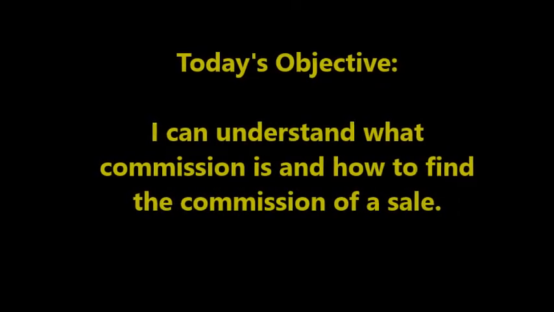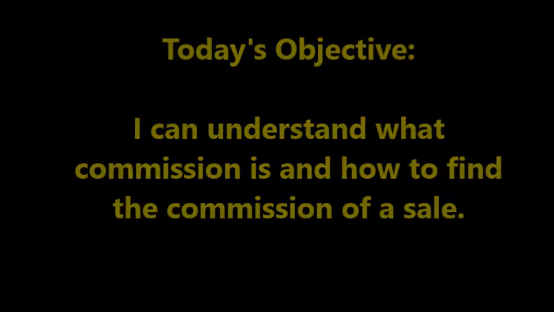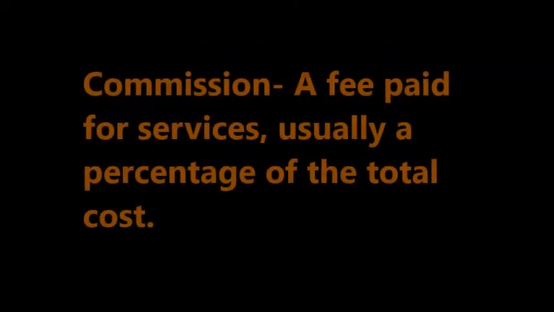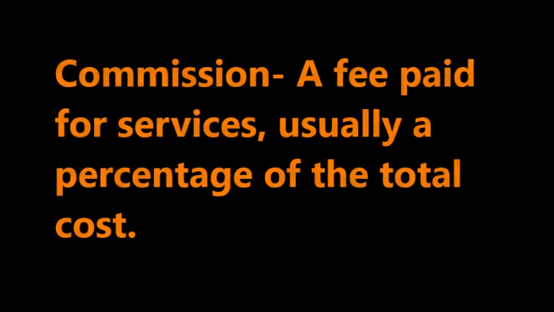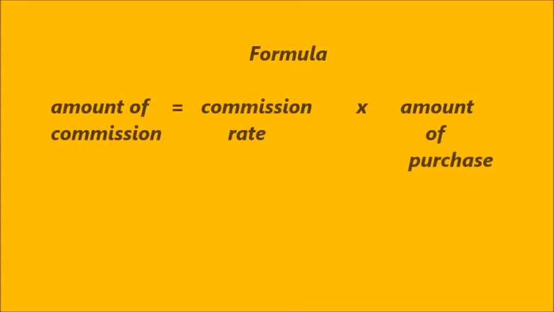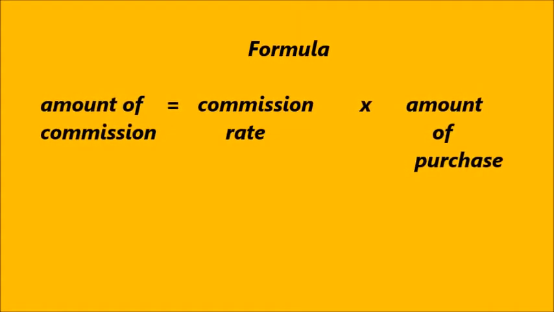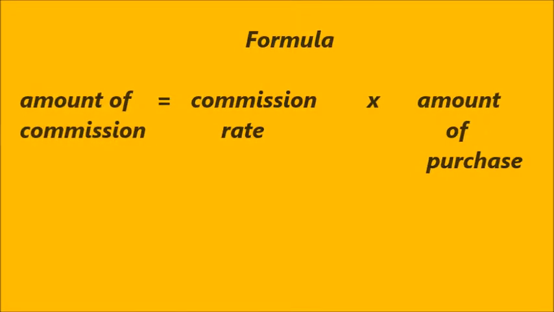Today's objective says, I can understand what commission is and how to find the commission of a sale. Commission is a fee paid for services, usually a percentage of the total cost. In order to find the amount of commission of a sale, you need the following formula. The amount of commission comes from multiplying the commission rate and the amount of purchase.